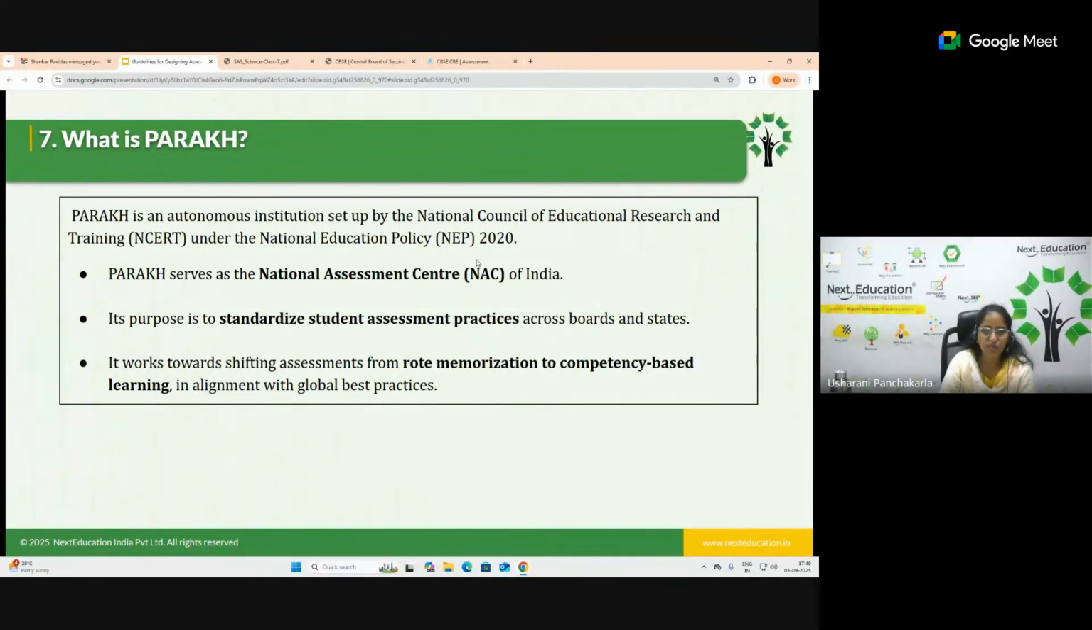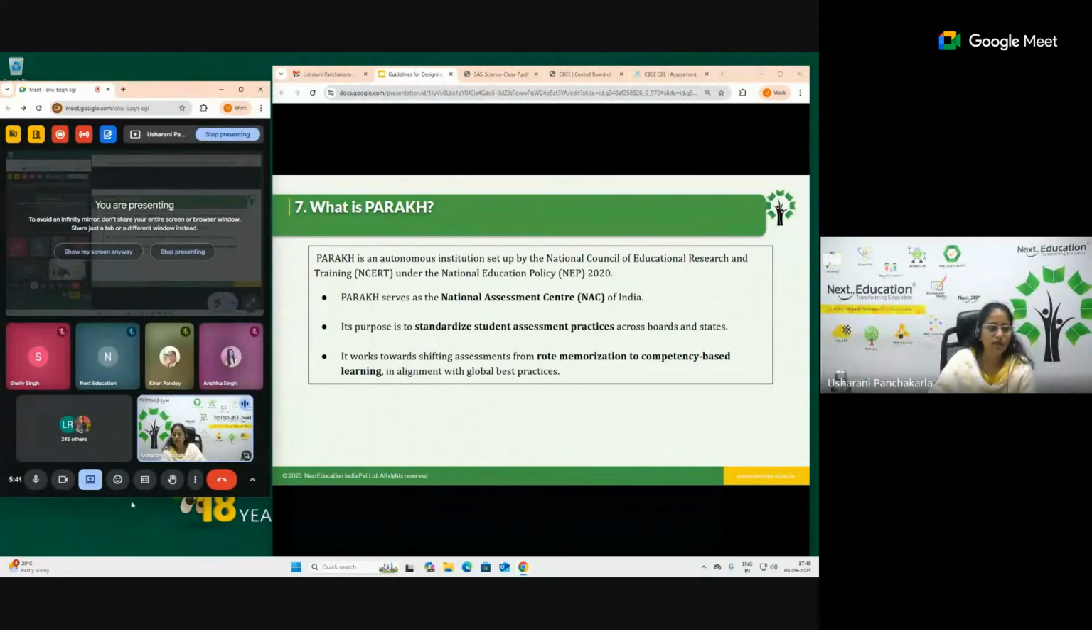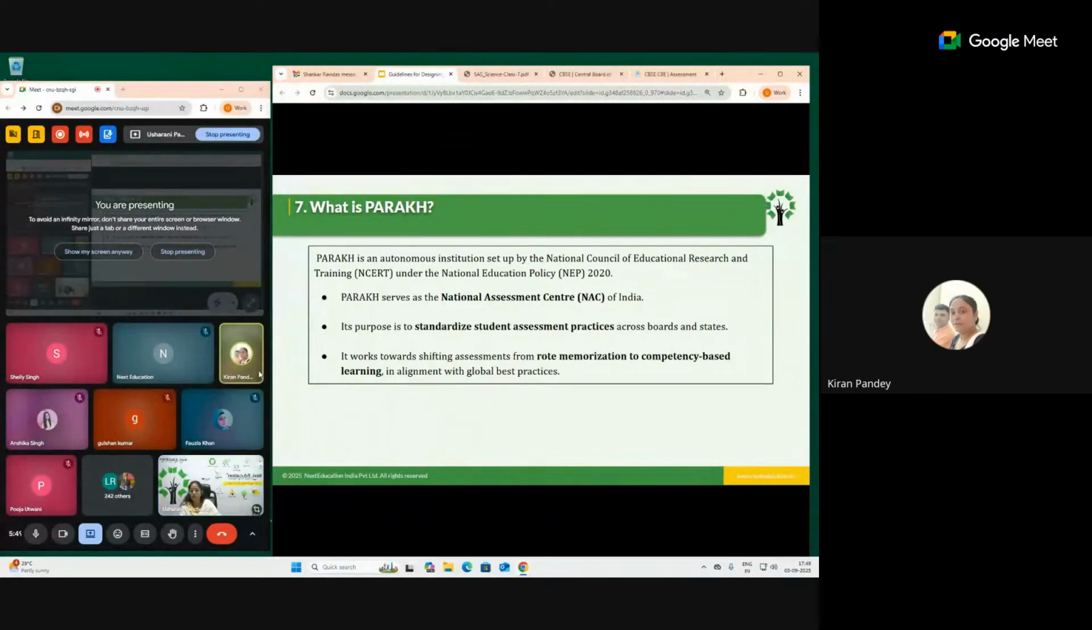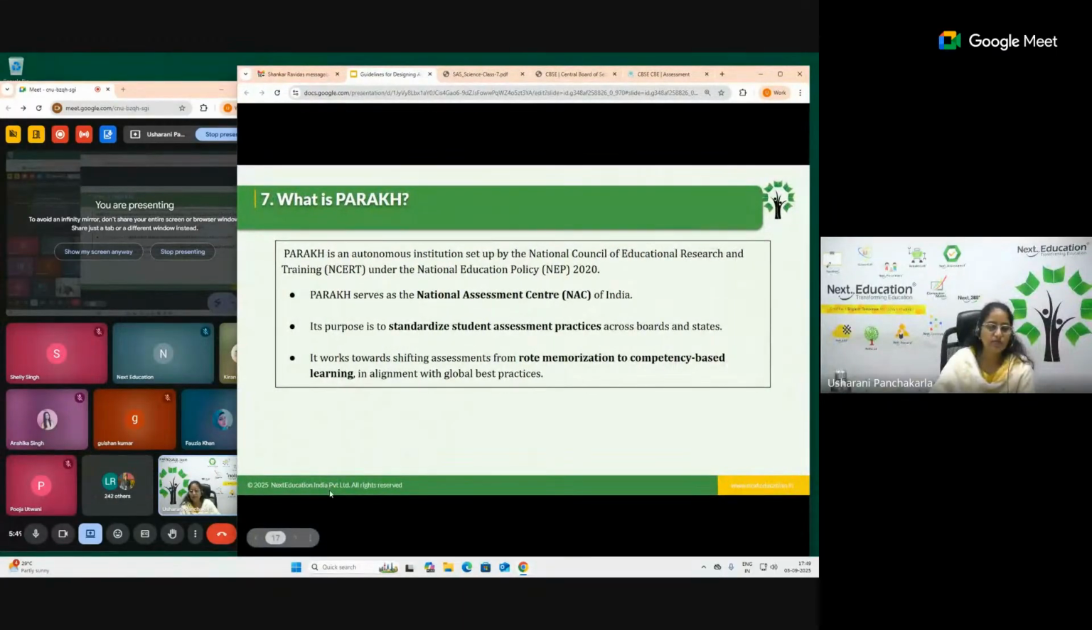So what is the need for this? We already discussed last time the SAFAL, structured assessment for analyzing learning. Now how is this different from the SAFAL? Anyone? Yes, teachers, educators, anyone can respond. Ma'am, please kindly repeat the question. We are discussing right now PARAKH. In the last session we discussed SAFAL. Can you tell me the difference between them? Are they synonyms, or is there a different vision or purpose for each of them?